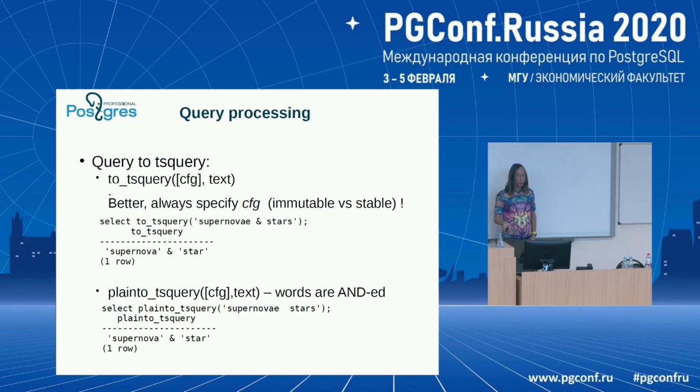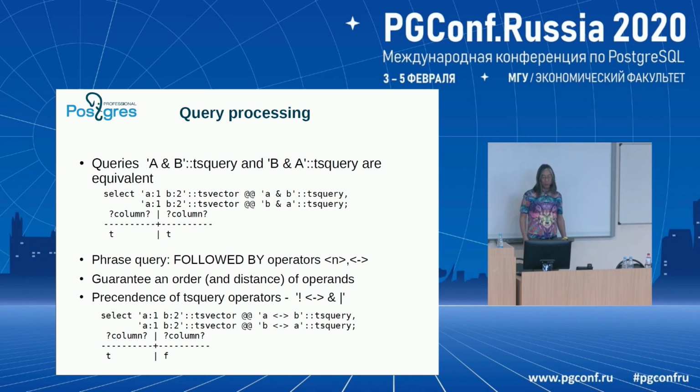Query processing. We have this function, to_tsquery, the same as to_tsvector works. There's also plainto_tsquery, because a lot of people don't understand ANDs: in to_tsquery, the language is written on certain logic, so "supernovas and stars" must be written with an and. People just want to type in their supernova stars, and then they get an error in return. To avoid this, we need to use plainto_tsquery, which understands common people's language.